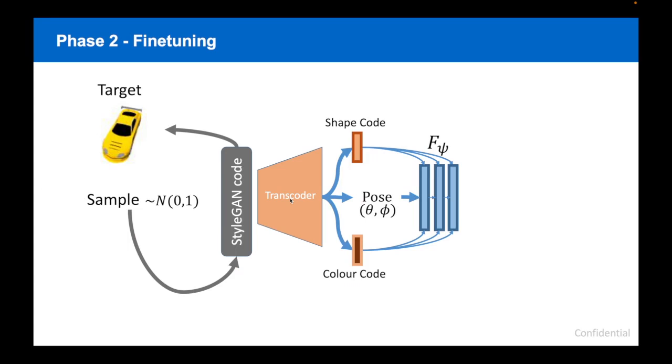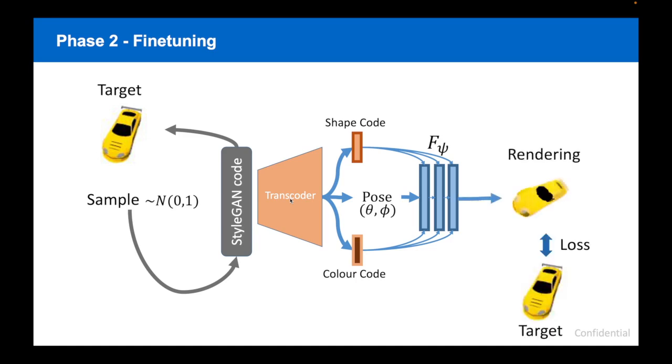In phase 2 of training, which we call fine-tuning, we now sample StyleGAN codes, and for each StyleGAN code we generate the corresponding StyleGAN image, which becomes our target, and this allows for fully supervised reconstruction losses to be used for training. As we backpropagate, the transcoder learns to map the 2D StyleGAN code to these 3D shape and color codes which control the NeRF decoder.